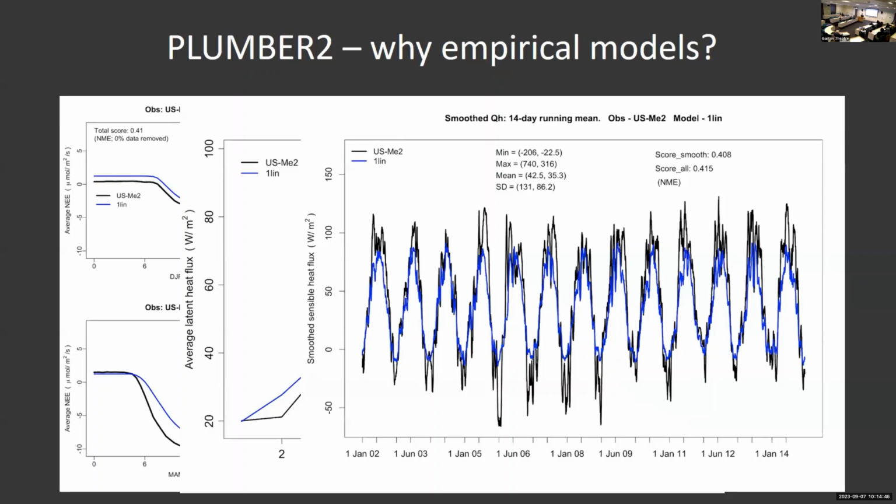Okay, and those are the 3 fluxes we're interested in, and that's what a linear response to shortwave looks like. So that's not a good model. That is a bad one.